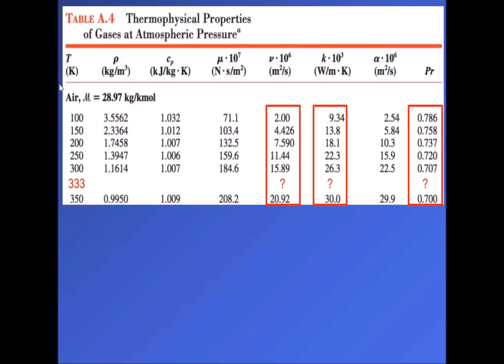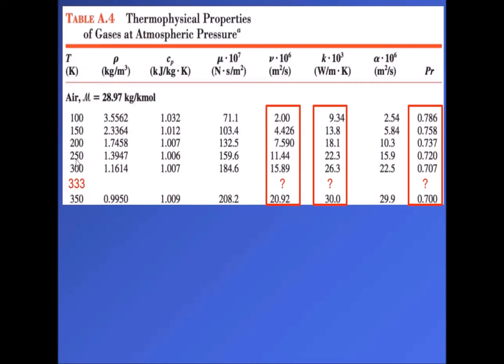So now we can go to table A.4. In our textbook, this is the thermophysical properties of gases at atmospheric pressure. As we take a look through here, we found our average temperature by taking our surface and our ambient temperature of 100 degrees Celsius and 20 degrees Celsius, averaging them, and converting that to Kelvin. So we ended up with 333 Kelvin as our average temperature.